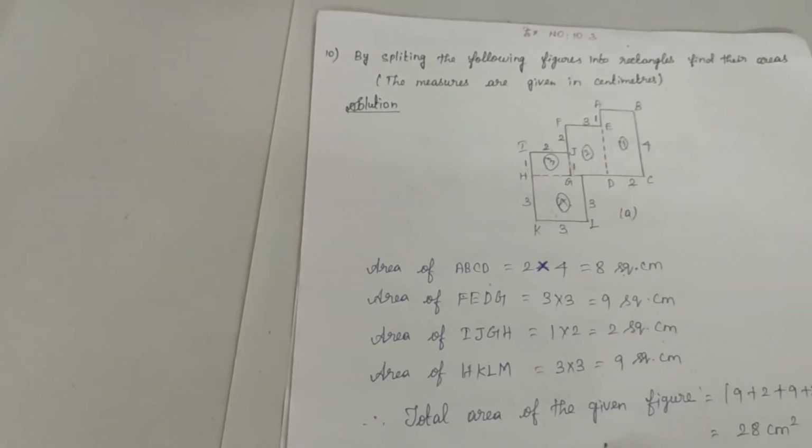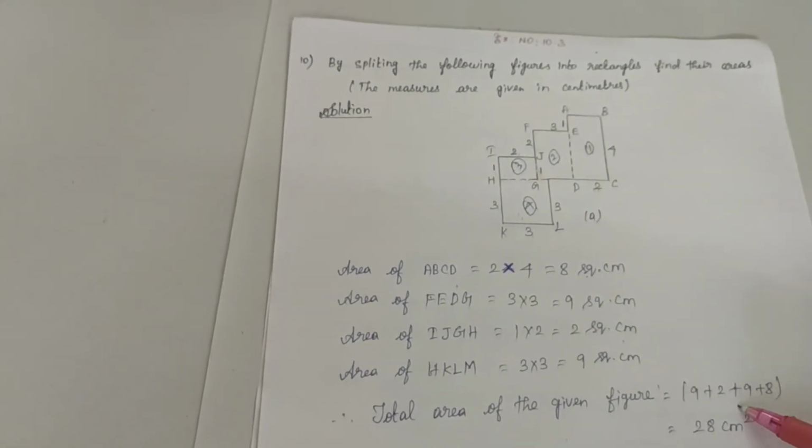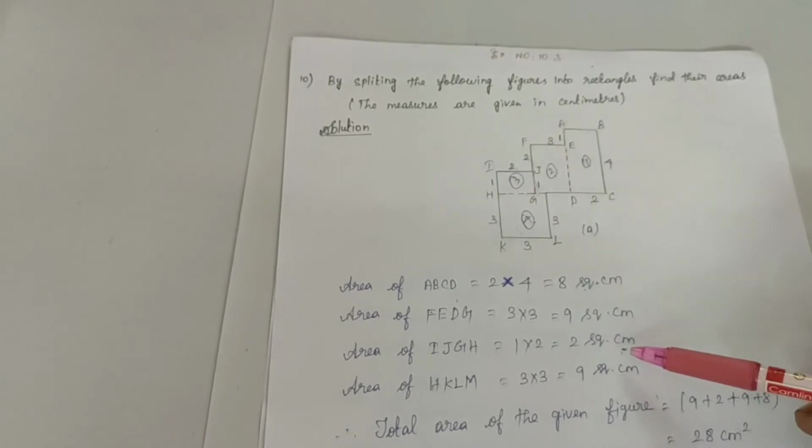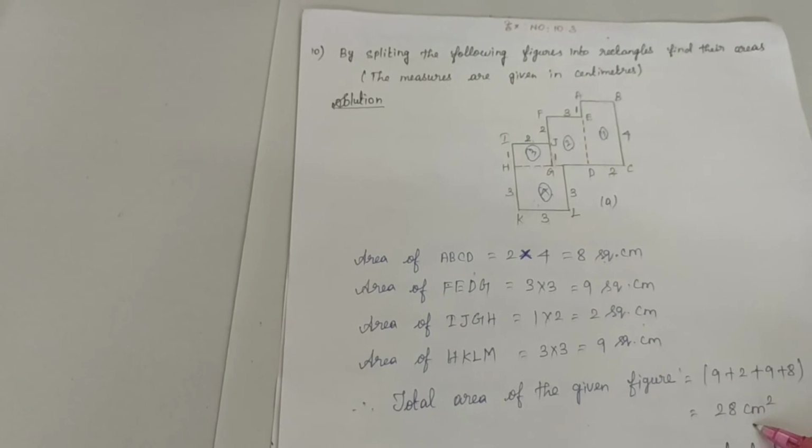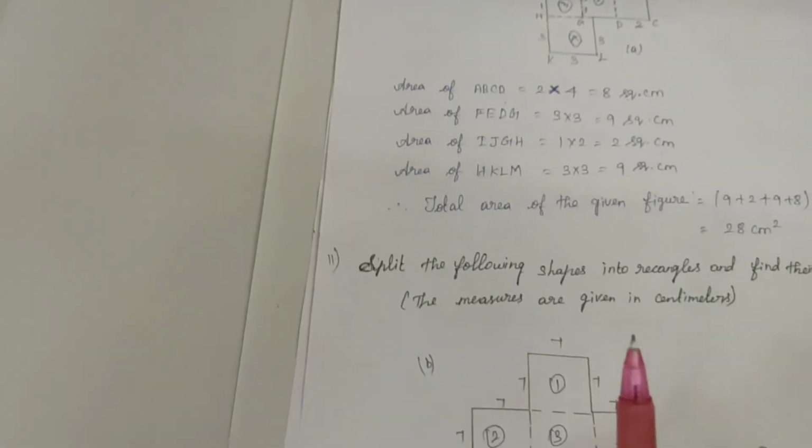For the total area, we just add the 4: 8 + 9 + 2 + 9. Adding gives 28 square centimeter. And then the 11th sum is the same.